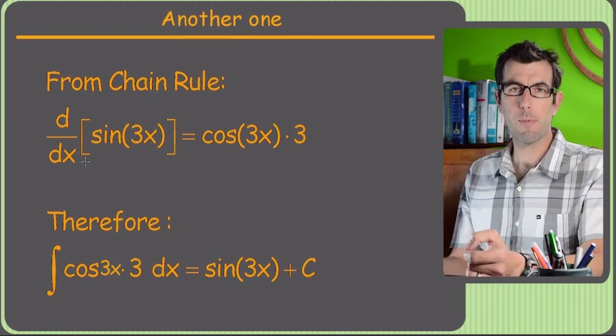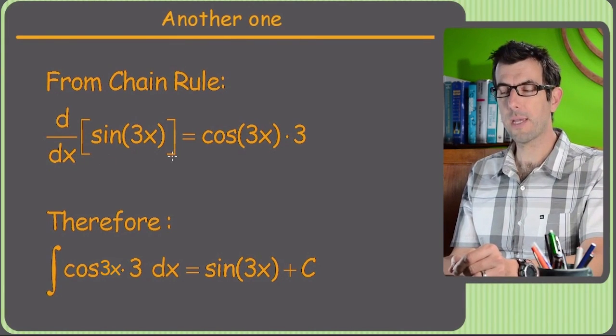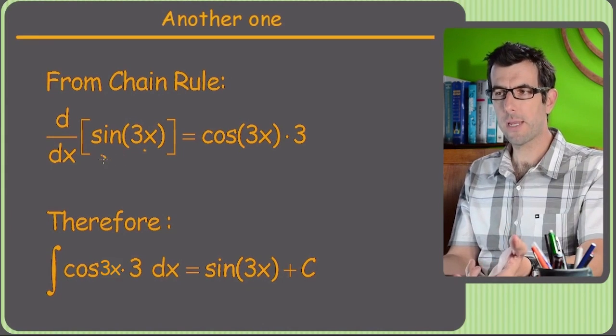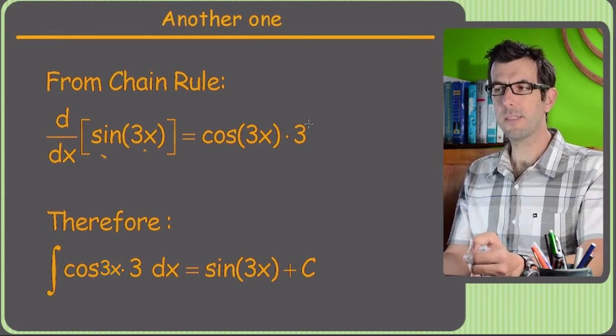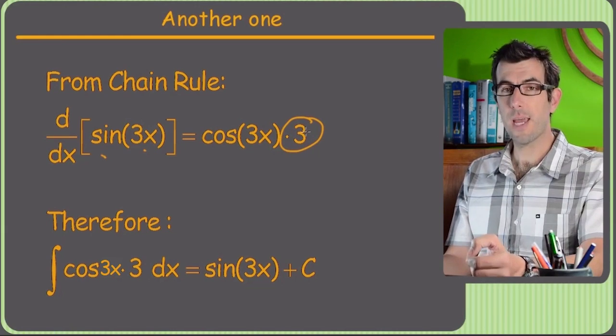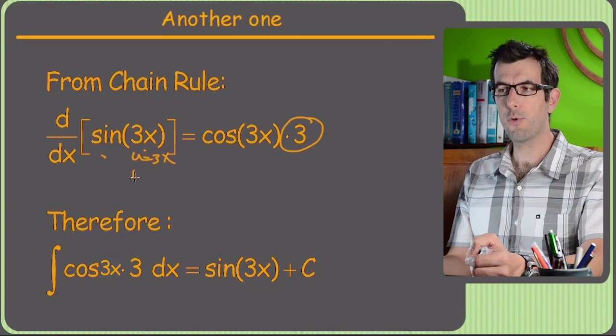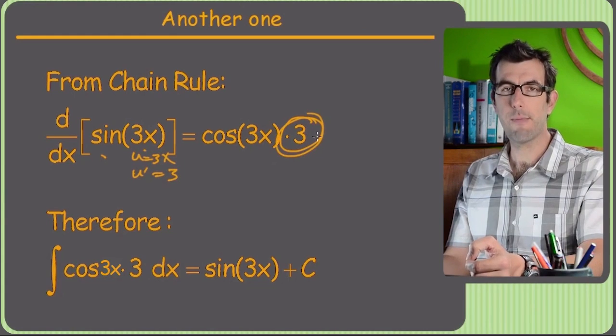Alright, so here's a similar problem, only with a sine. The derivative of sine of 3x is cosine 3x. And then because of the chain rule, we have this times 3 here. Because if we did the chain rule on this, our u would equal 3x, and therefore our u prime, that's part of the chain rule, would just be 3. So that's where this 3 came from.